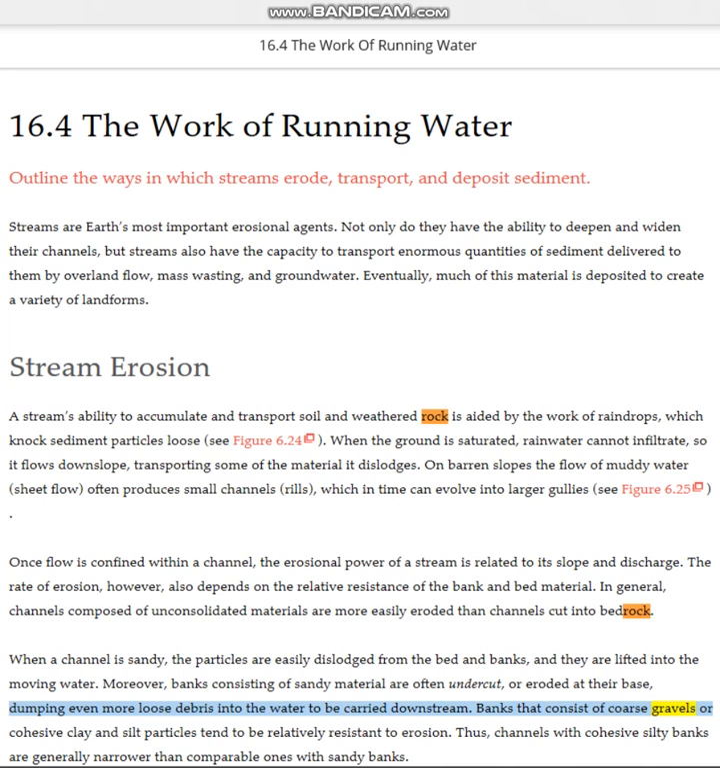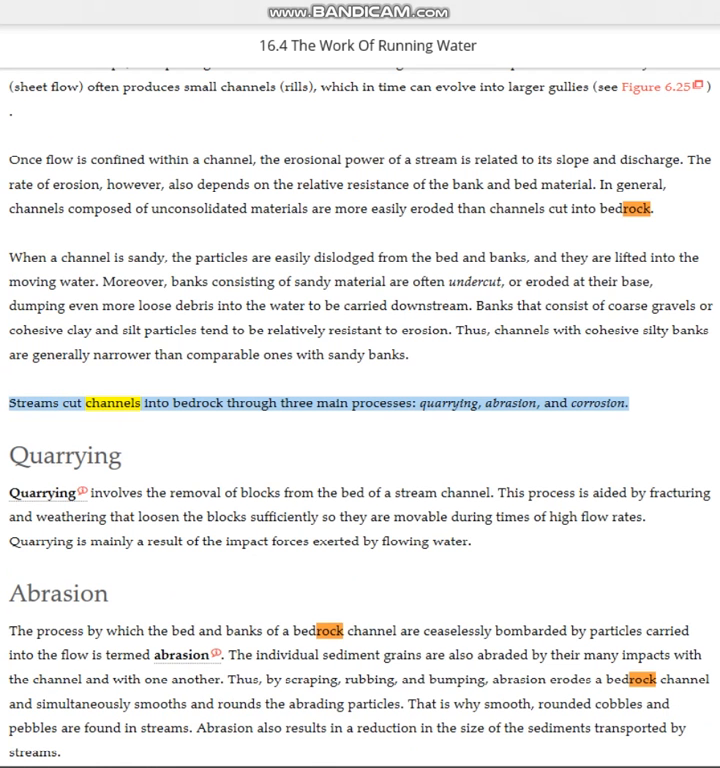Banks that consist of coarse gravels or cohesive clay and silt particles tend to be relatively resistant to erosion. Thus, channels with cohesive silty banks are generally narrower than comparable ones with sandy banks. Streams cut channels into bedrock through three main processes: quarrying, abrasion, and corrosion. Quarrying. Quarrying involves the removal of blocks from the bed of a stream channel. This process is aided by fracturing and weathering that loosen the blocks sufficiently so they are movable during times of high flow rates. Quarrying is mainly a result of the impact forces exerted by flowing water.